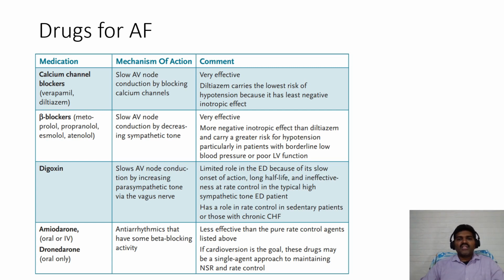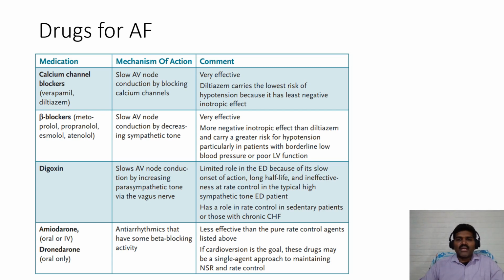Digoxin is no longer used much. It slows AV conduction by increasing the parasympathetic tone via the vagus nerve. It has a limited role in the ED because of its slow onset of action, long half-life, and ineffectiveness at rate control in typical high sympathetic tone ED patients. It has a role in rate control in sedentary patients or those with chronic CHF.